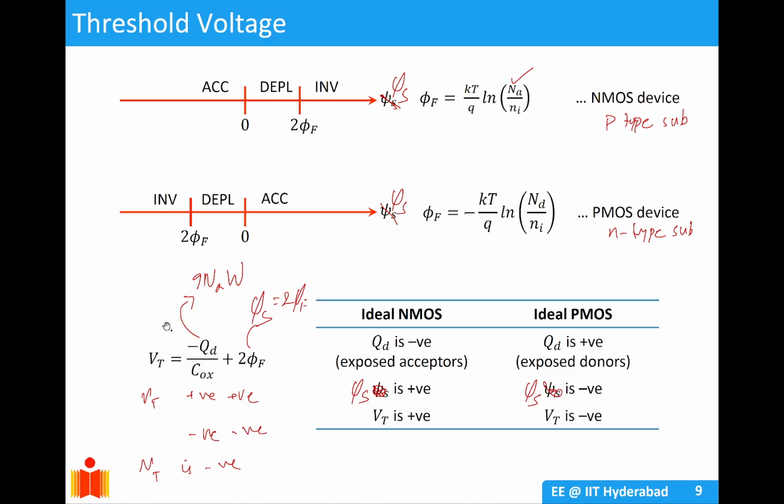We know Vg is equal to minus Qd by Cox plus psi s. So at threshold, if we calculate the threshold voltage as the Vg when threshold is achieved, that will be Vt equals minus Qd by Cox plus 2 phi f.